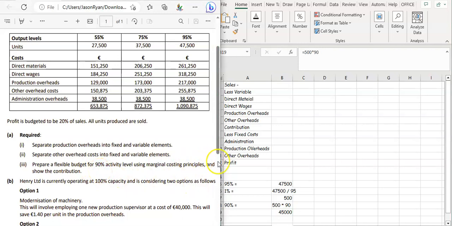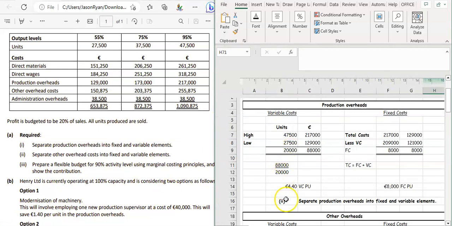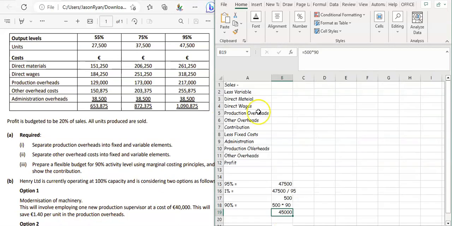So what we can do now is fill in the information that we know from the previous question. So we've got our production overheads. Your production overheads are €4.40 per unit for your variable costs. So for production overheads, we're going to do a calculation of €4.40 multiplied by 45,000 units.